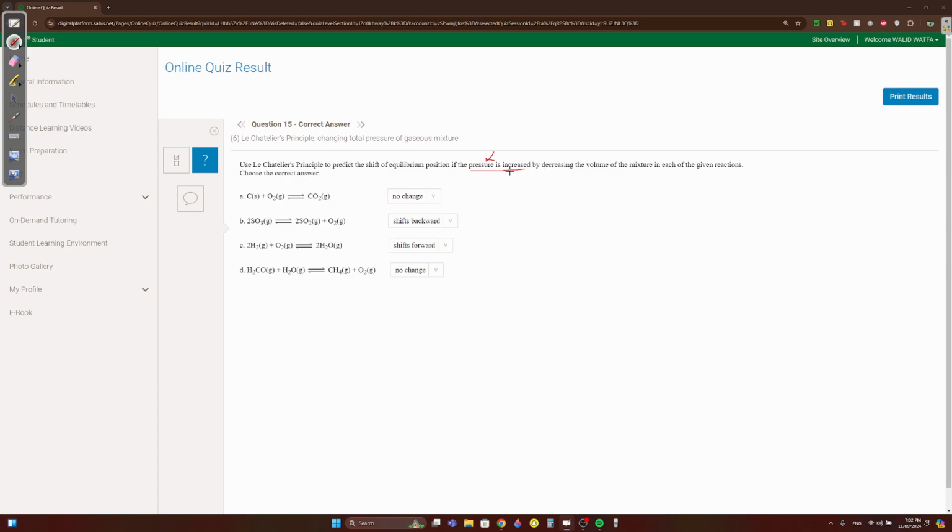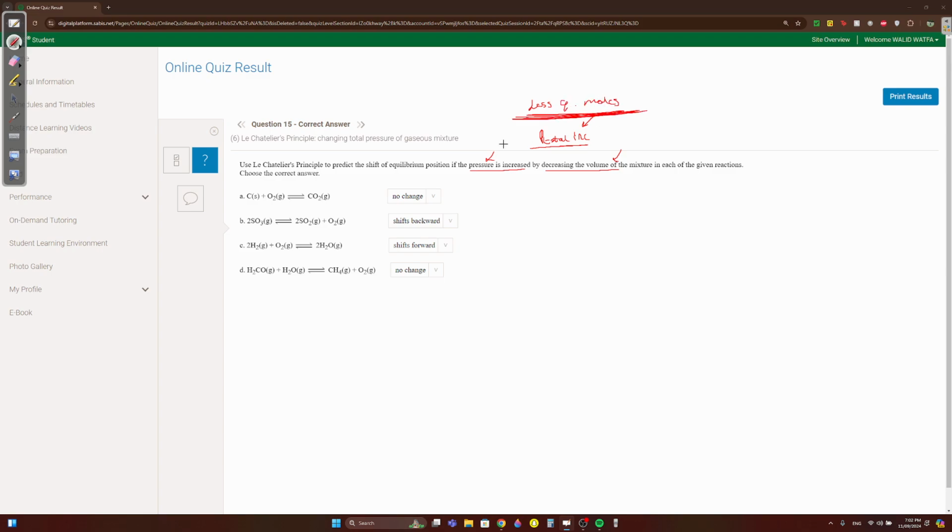Using Le Chatelier's principle to predict the shift of equilibrium position, if the total pressure is increased, or the pressure is increased by what? Decreasing the volume. If you decrease the volume, P total increases. What did we say when P total increases? How do we counteract it? We have to decrease the total pressure. How? We always said it shifts to fewer gaseous moles.